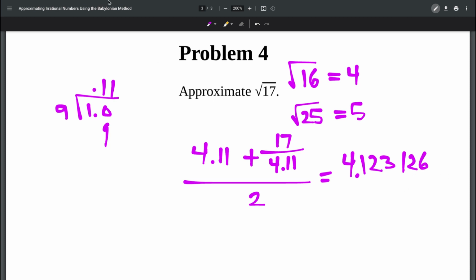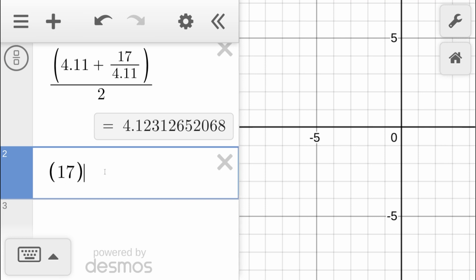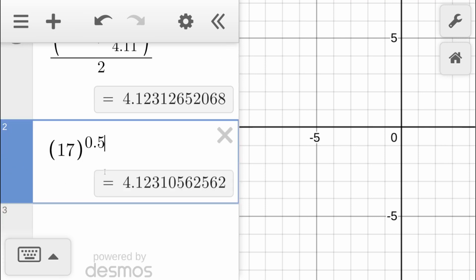Cool. All right, let's see what it actually is. So we'll do the square root of 17. And we get 4.123105. So again, we're accurate to the thousandths place using this technique.